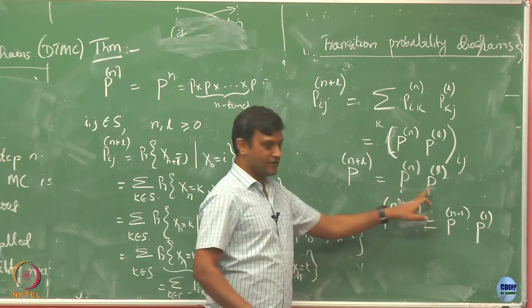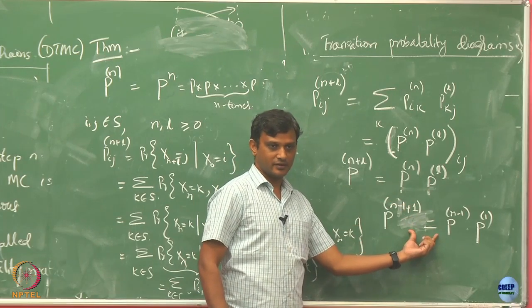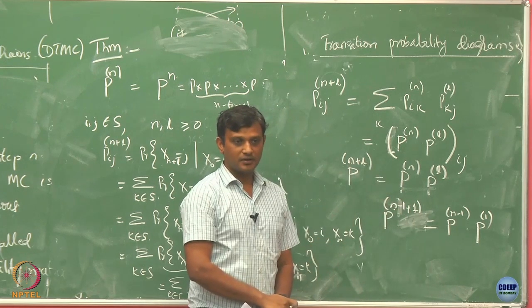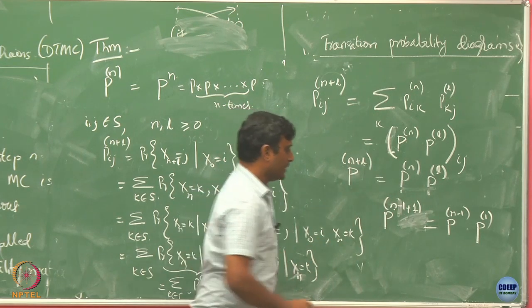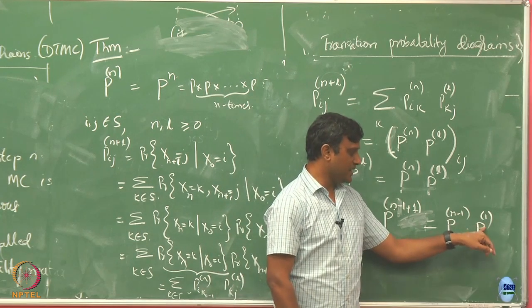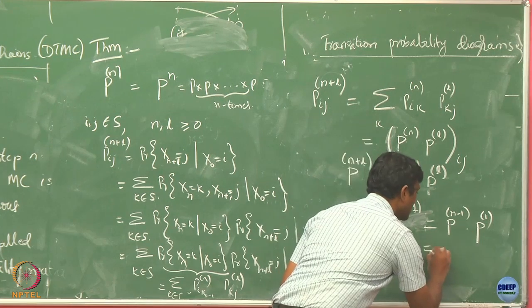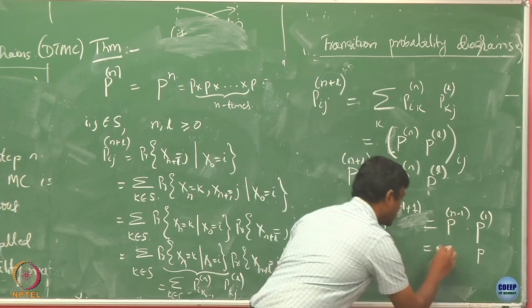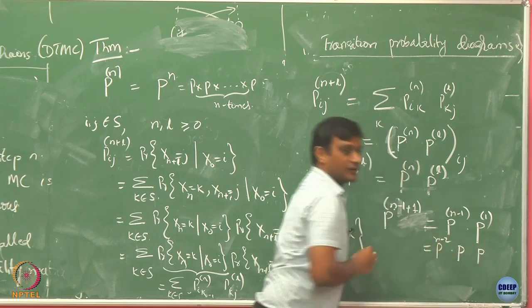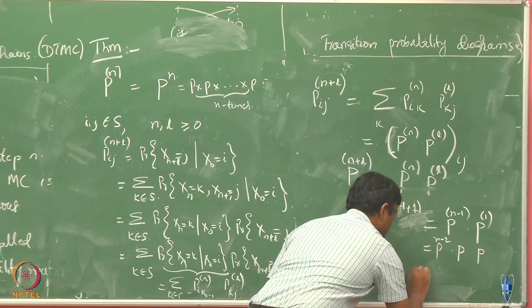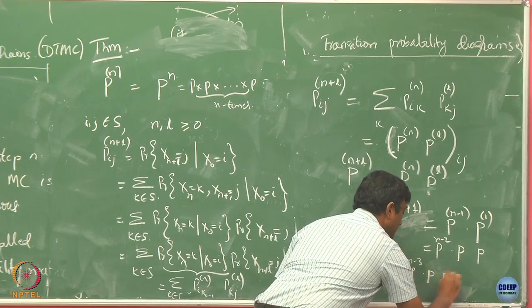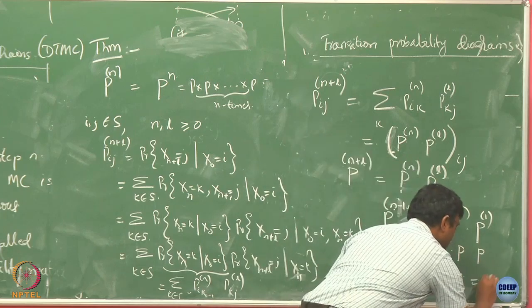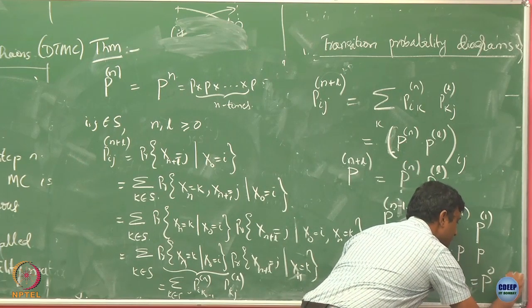Whatever property we got here, I am applying that property to this, just by taking L equals 1 and treating n as n minus 1. Now by our definition, what was P of 1? It was P. Can I do the same business that I did here on P of n minus 1 and write it like this? And I can keep on doing this, right? So eventually what I am going to get is P of 0 and P raised to the power n.